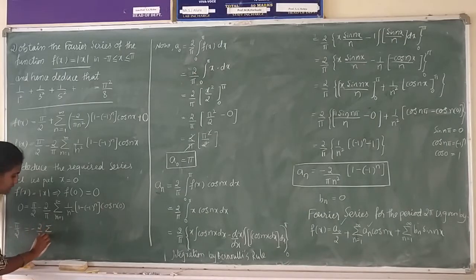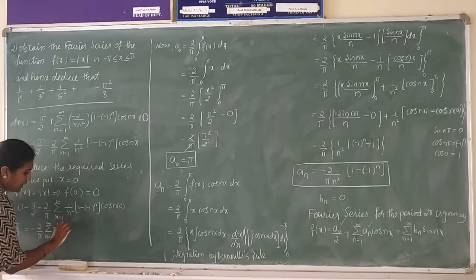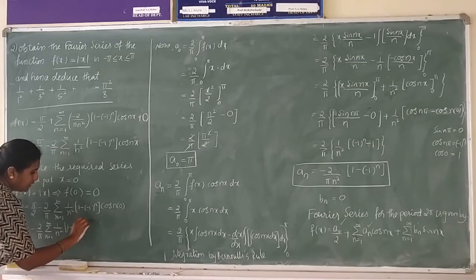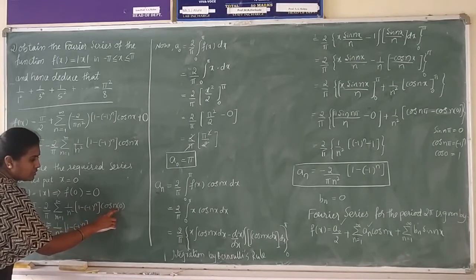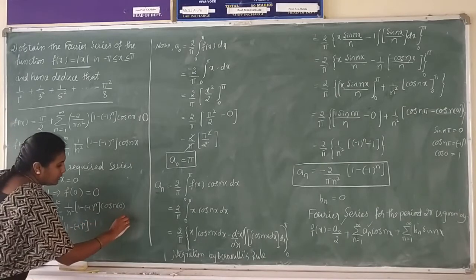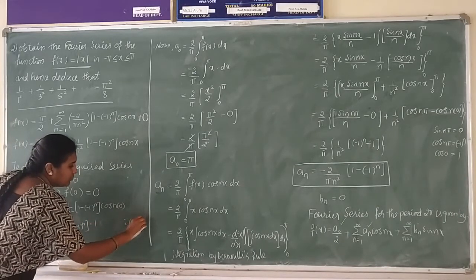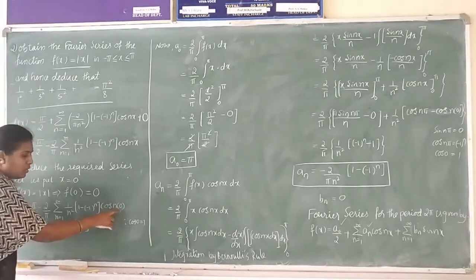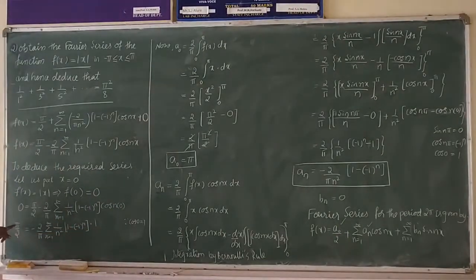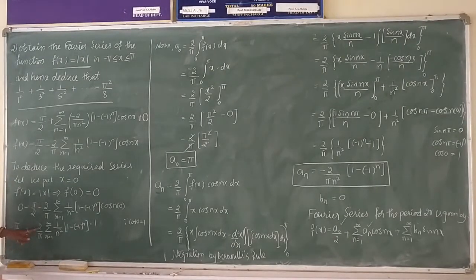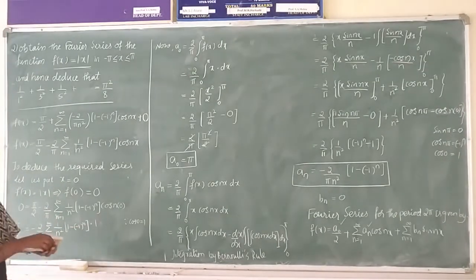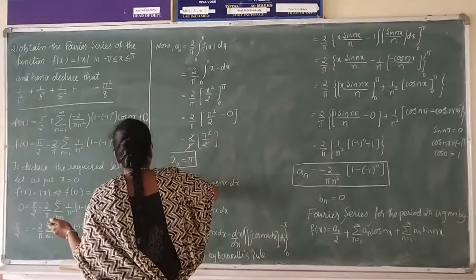summation n equals 1 to infinity 1 upon n square into bracket 1 minus of minus 1 raised to n. Now here cos n into 0 is cos 0. Cos 0 is equal to 1. Therefore, here we are left with minus pi by 2 equals minus 2 by pi summation n equals 1 to infinity 1 by n square into bracket 1 minus of minus 1 raised to n. This is what we have obtained. Still, it is not the required answer.